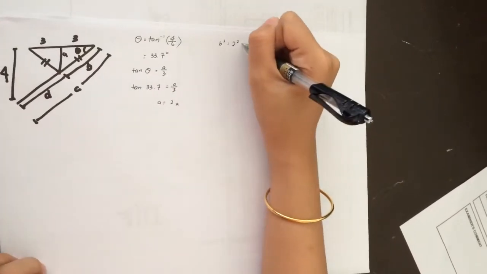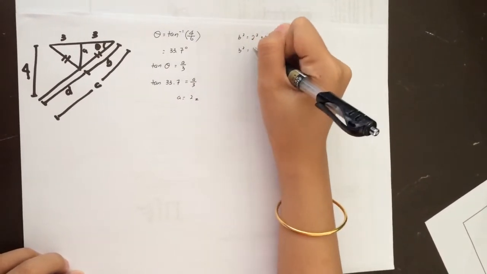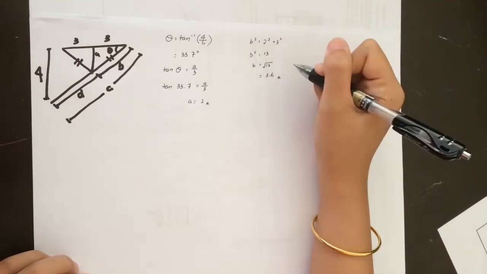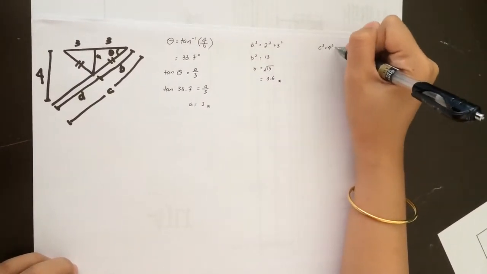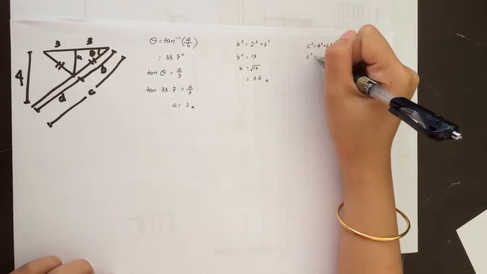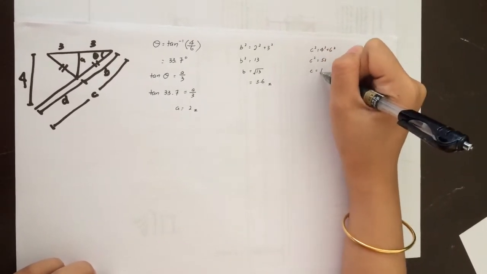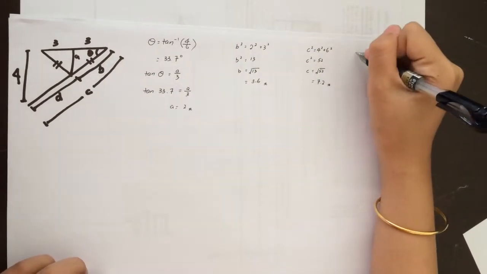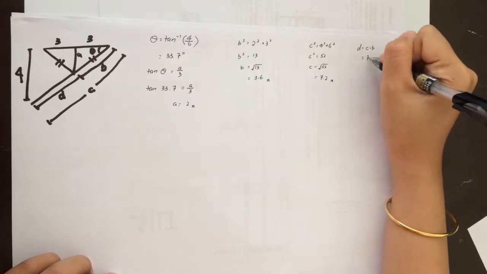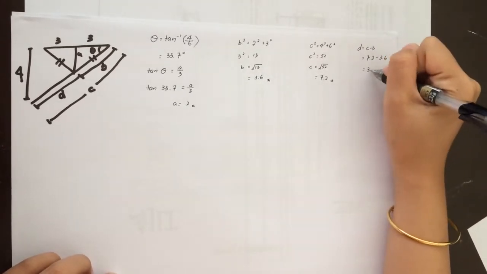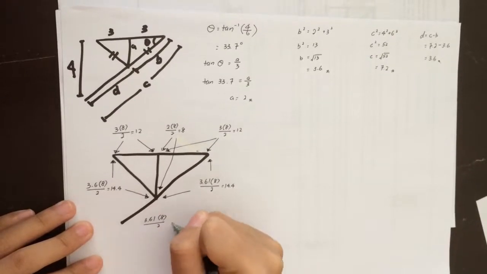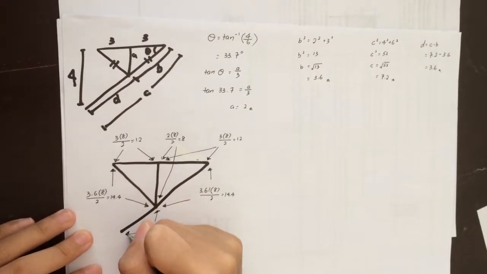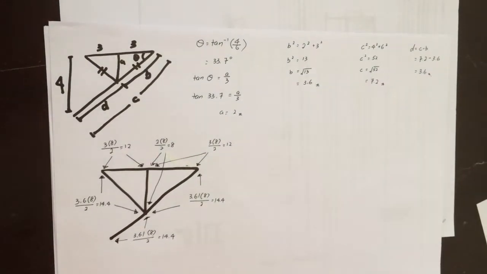After finding out the theta, then find A, B, D by using trigonometry function also. And D, we just use C minus B. Then we will get the distance of D. Next, we draw a new free body diagram. This is because we need to find the mass of each joint.